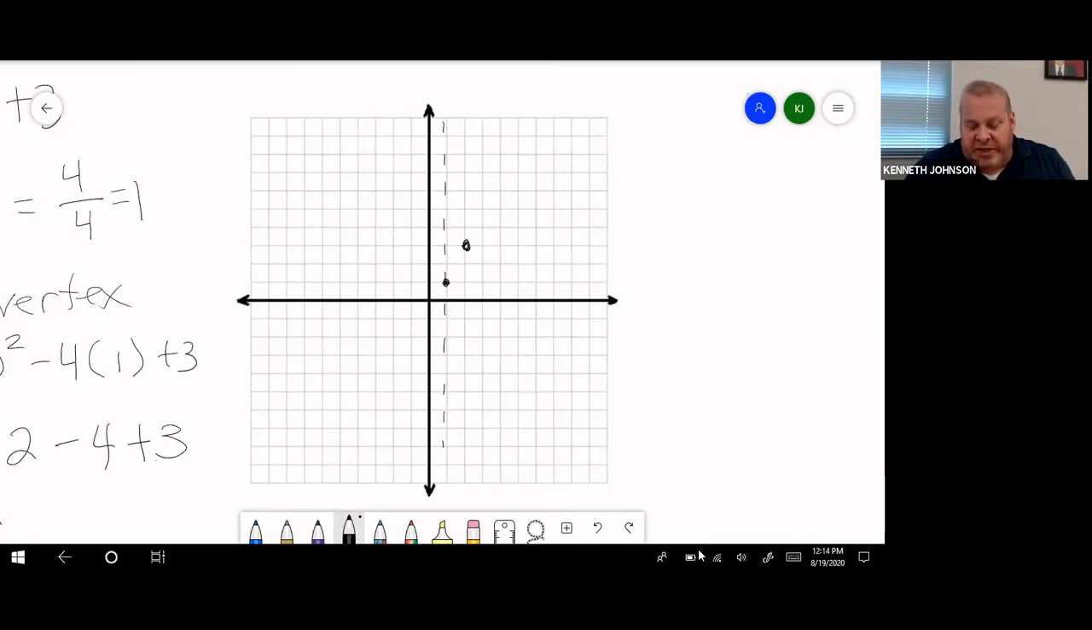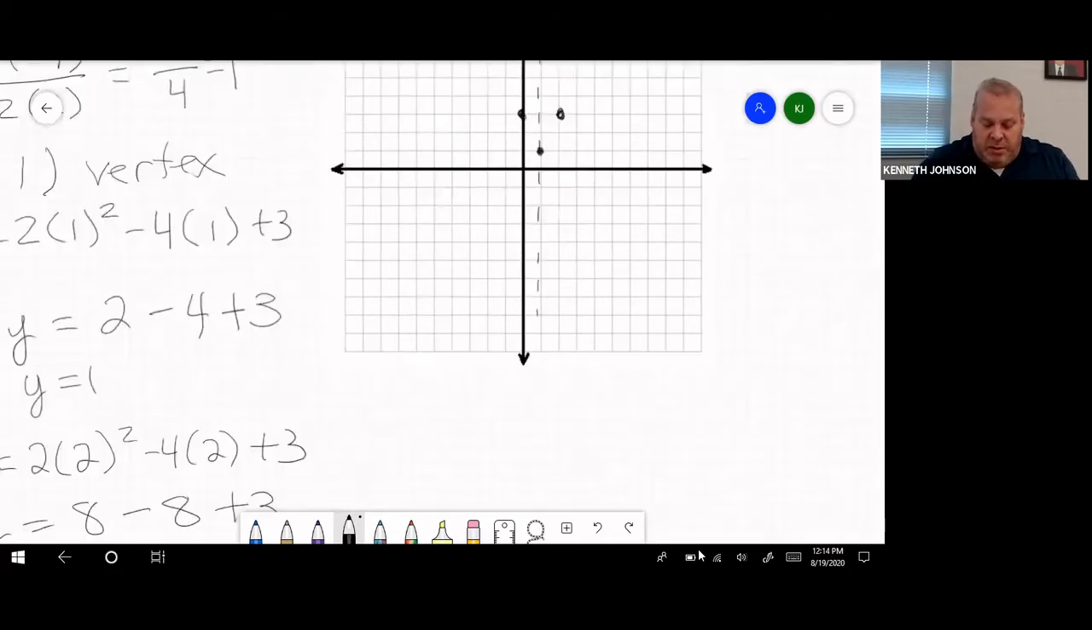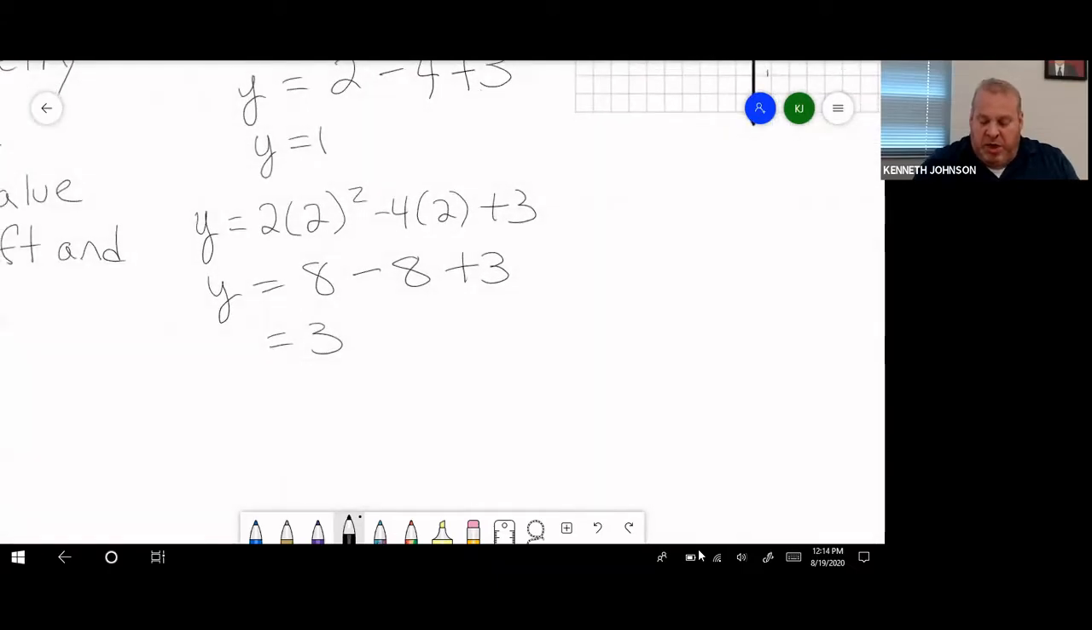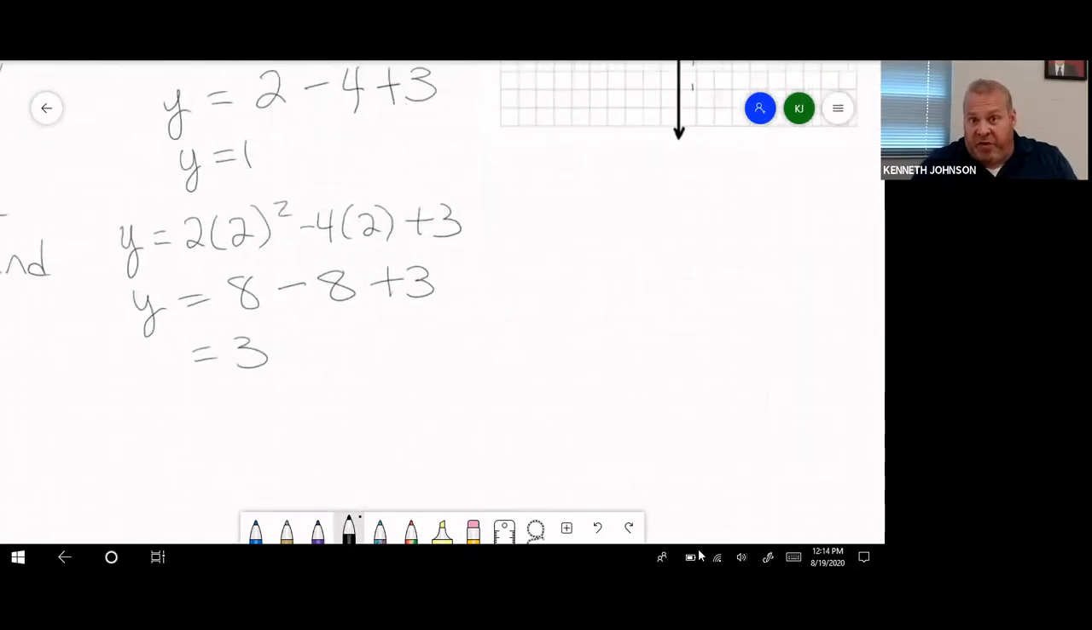And since that axis of symmetry is a mirror, if I'm one space away on this side, I have to be one space away on this side. Let's go one more. So I plugged in 2. I'm going to move over one more x value, and I'm going to plug in 3.